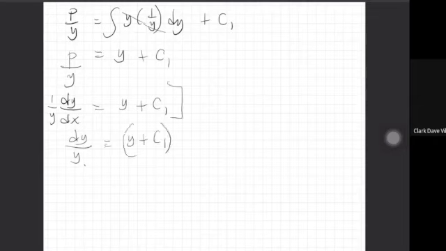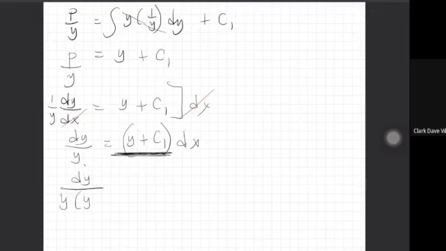I'm going to transfer the dx. I'm going to multiply by dx in the first line so that it will be cancelled with respect to the left side of the equation, and what's left is dy over y. But on the right side, we have a dx, but this is in terms of y. So what am I going to do? I'm going to move this to the other side. So I have dy over y plus c sub 1 equals dx.